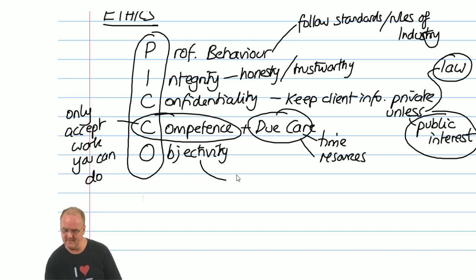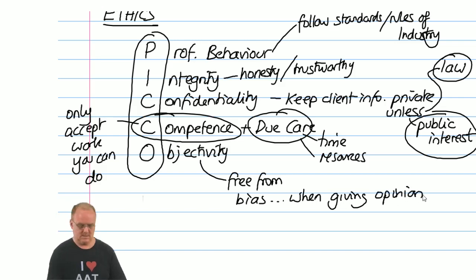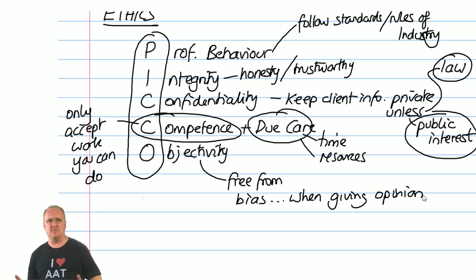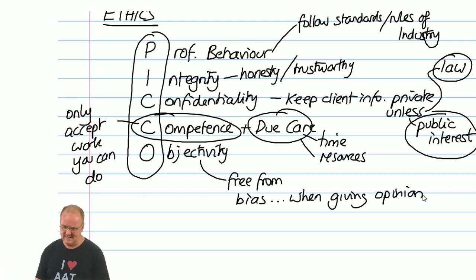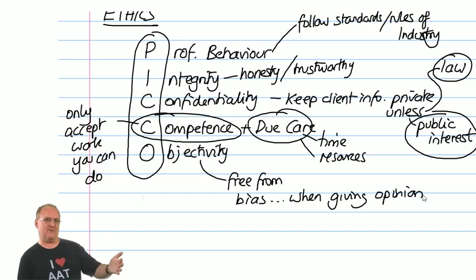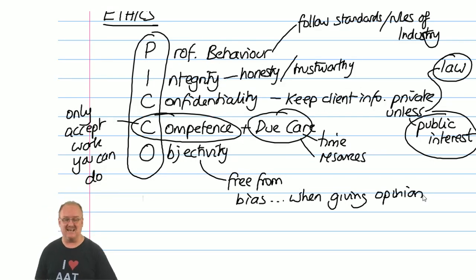Objectivity is making sure you are free from outside bias when giving an opinion. Lots of potential problems can arise there. Just a quick one as an example. If you were doing your own brother's tax computations, well, because there is a family link, some people might look at that and assume you're going to try and do your brother a favour and reduce that tax illegally, for example.